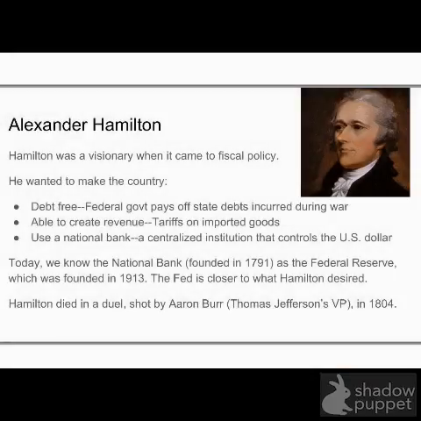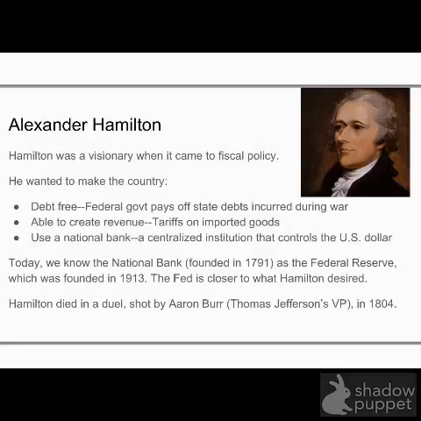Hamilton was a visionary when it came to fiscal policy. He wanted to make the country debt-free. There was a lot of debt that was incurred during the Revolutionary War, about $54 million of debt. Add inflation, and that's many trillion dollars of debt. We have, I think, the last time I looked at it, $19.7 trillion of debt today. This is probably a little bit more debt than that.